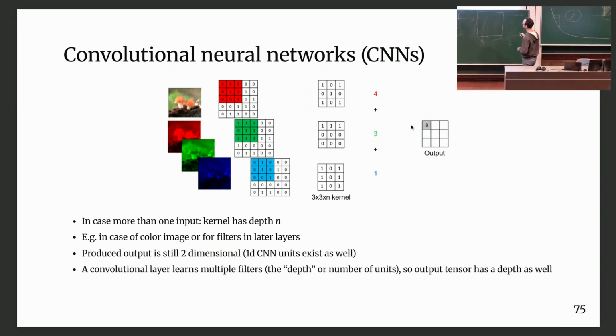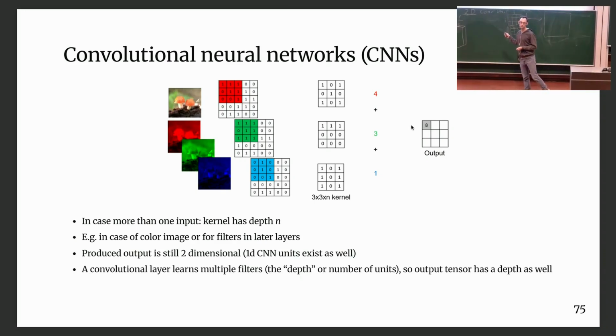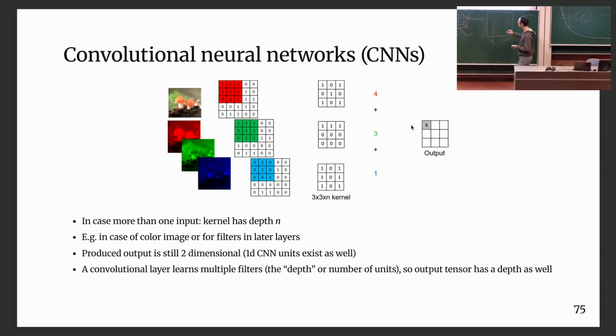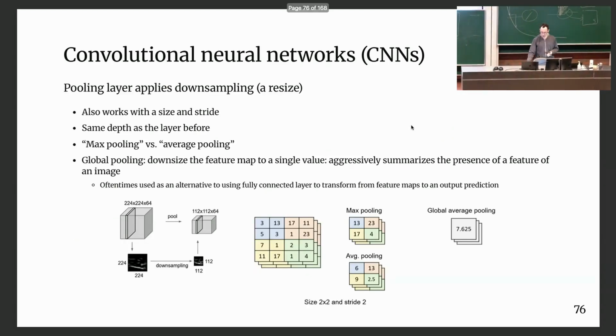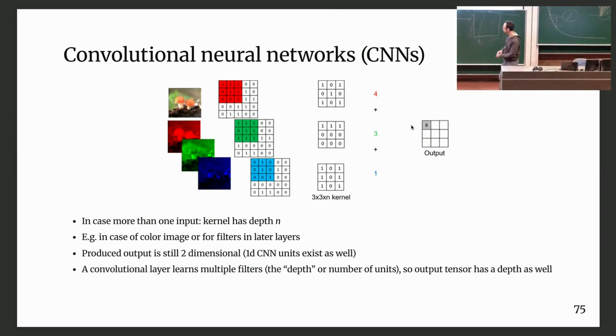So the output, irrespective of the depth that this unit works on in the input side, the output of a single unit is still going to be a two-dimensional thing, right? But that's just one unit. So how would I have a network where I stack multiple such operations on top of each other?